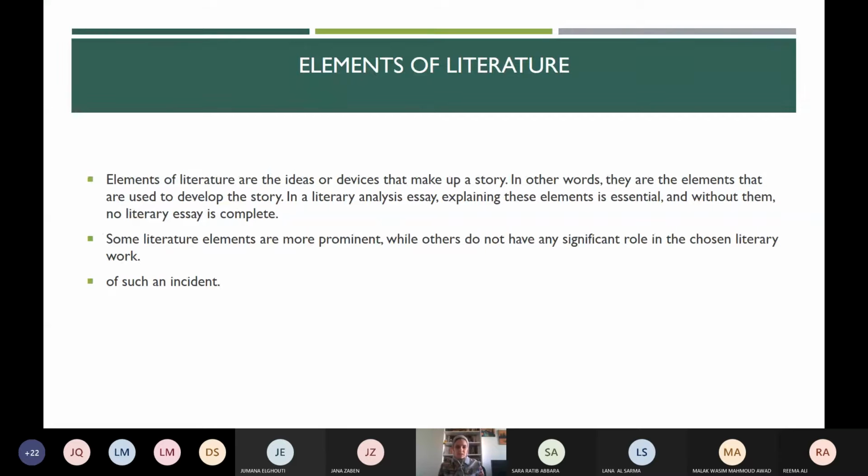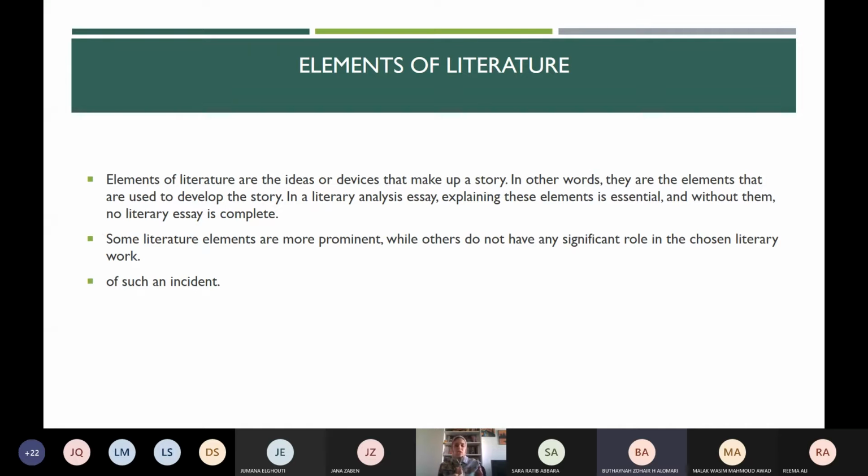Read, Buthaina. Elements of literature are the ideas or devices that make up a story. In other words, they are elements that are used to develop the story. In a literary analysis essay, explaining these elements is essential, and without them, that literary essay is incomplete. Some literature elements are more prominent, while others do not have any significant role in the chosen literary work.